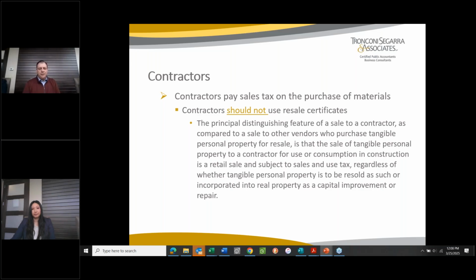Contractors are really considered the consumer or the user of the tangible personal property which they purchase. And that's anything from tools and supplies to actual building materials that are going to be installed as part of a construction project and become part of the real property. So contractors like that said are a little different. It's not like you'd be accruing use tax on any purchases that didn't have tax on them because you have to pay tax at the time of purchase on that stuff.